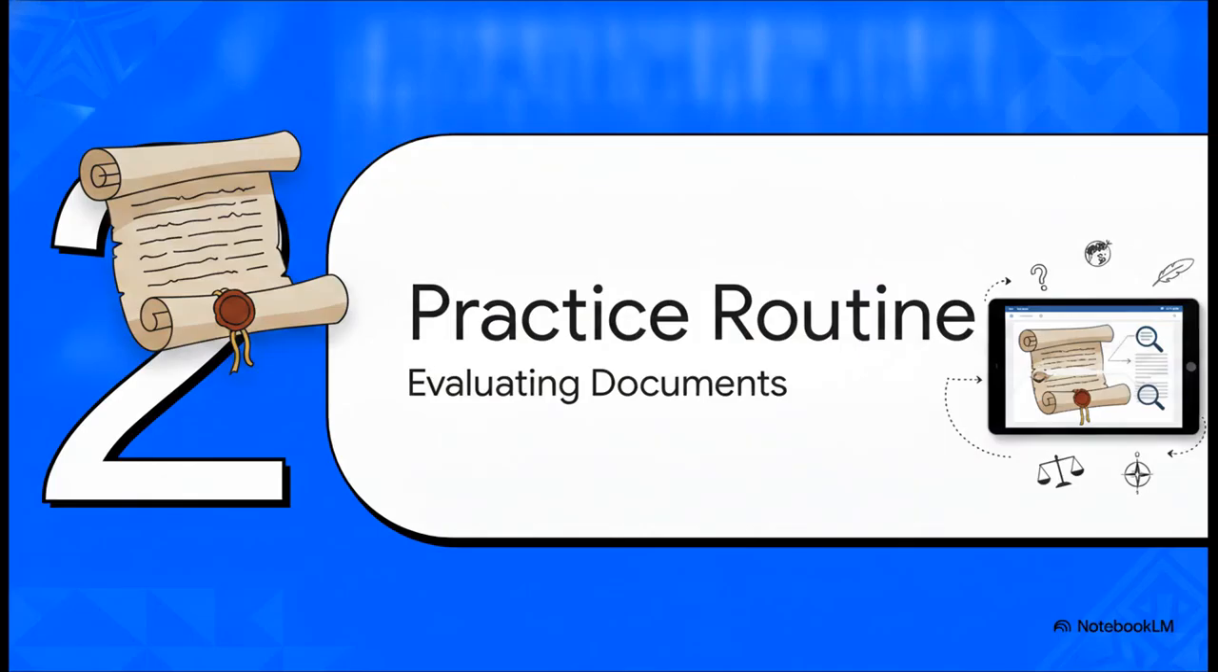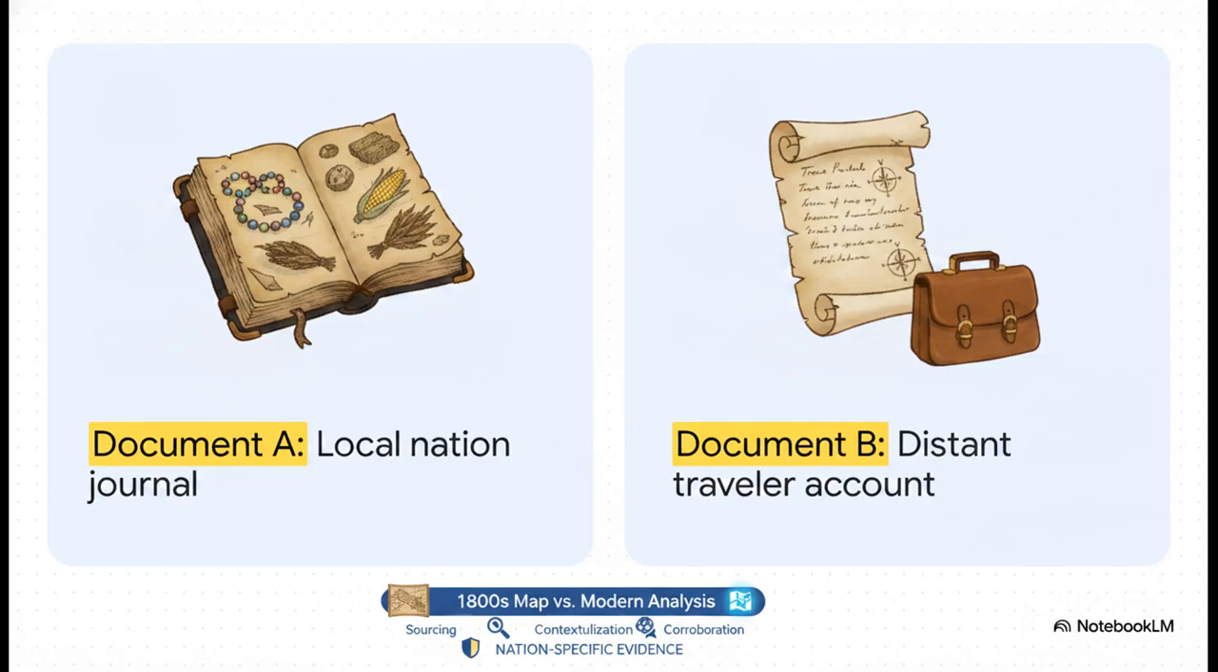All right, let's put this into action with a practice routine, evaluating hypothetical documents. Imagine we have two sources. Document A is a hypothetical journal written by a local nation member. Document B is a hypothetical account written by a distant traveler who was just passing through the area.